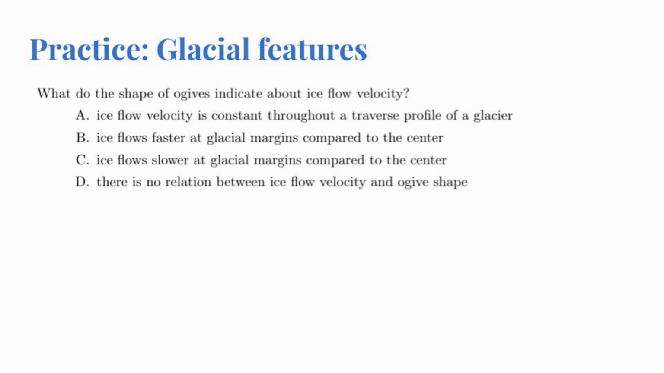What does the shape of ogives indicate about ice flow velocity? A says ice flow velocity is constant throughout a transverse profile of a glacier. This is false. The ogive has a downward fold shape, so we know that ice would flow faster in the center compared to the sides. So we would know the answer is C, since C says ice flows slower at the glacial margin compared to the center, so the answer is C.